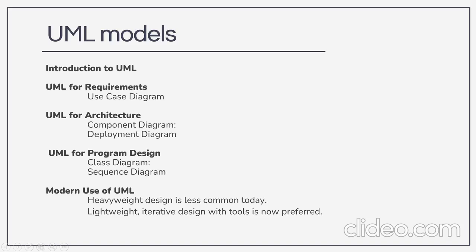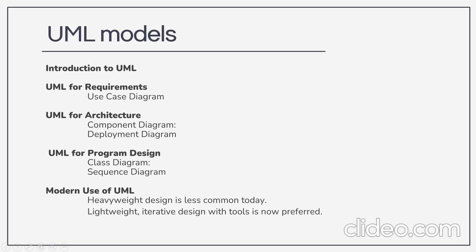UML, the Unified Modeling Language, is a versatile tool used for planning and designing software systems. It provides a structured way to communicate system architecture through diagrams that give an overview of the system and detailed specifications for each component. These specifications ensure that developers can write code with clarity and precision. UML is employed in both heavyweight and lightweight design approaches.